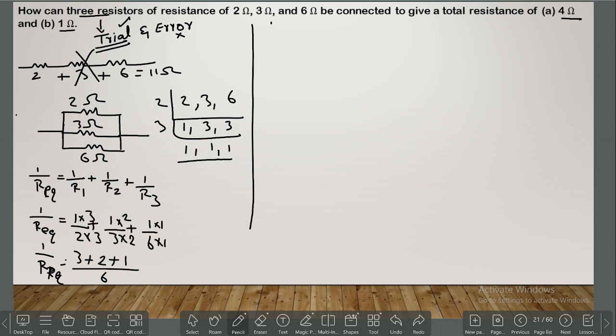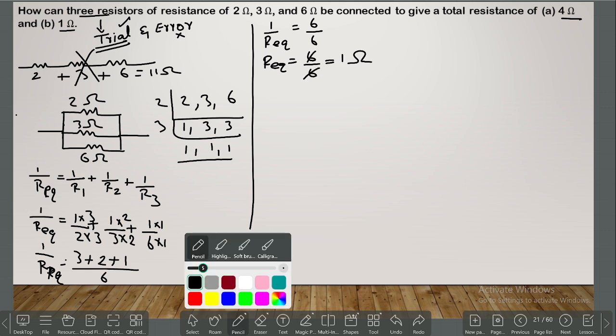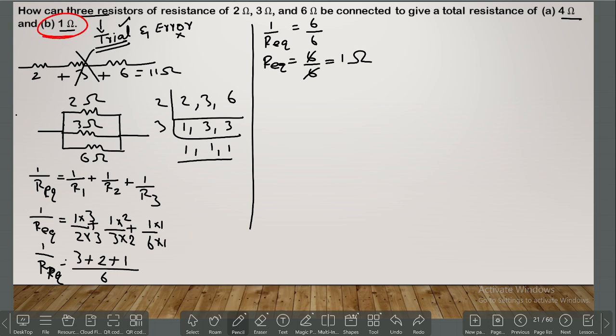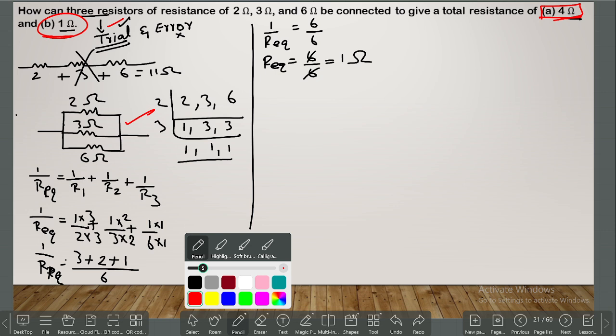So now 1 by R equivalent is equal to 6 by 6. Therefore R equivalent is equal to 6 by 6. If you cancel these two numbers, you will get 1 ohm. So now we got the answer for B. We tried the parallel and the answer we got is correct. But we didn't get the answer of 4 ohm. Then how can we try?